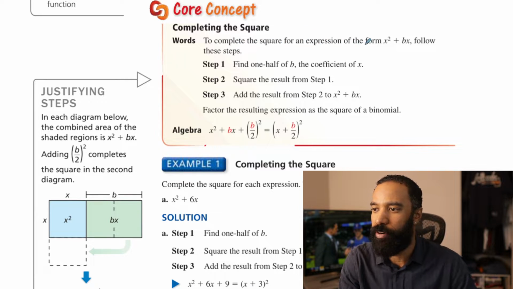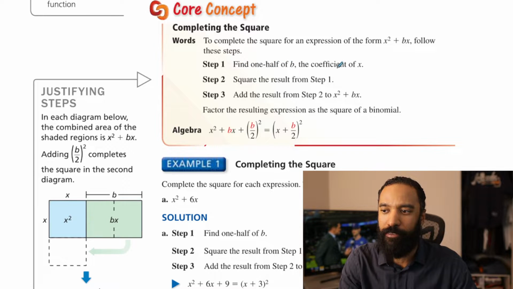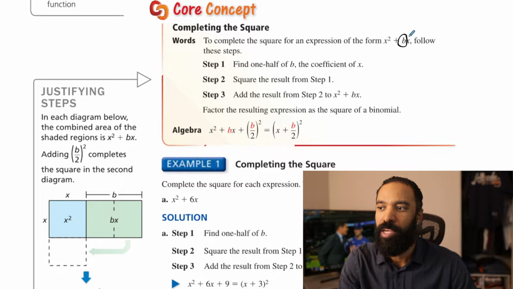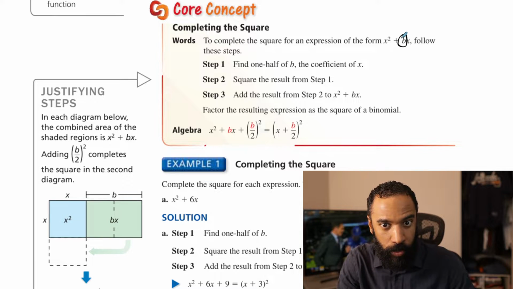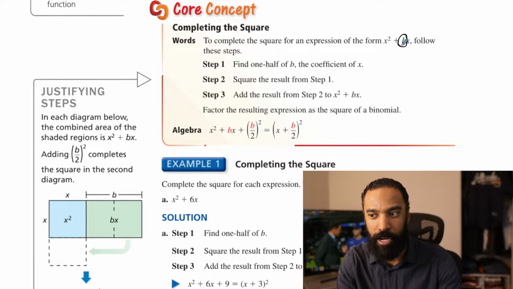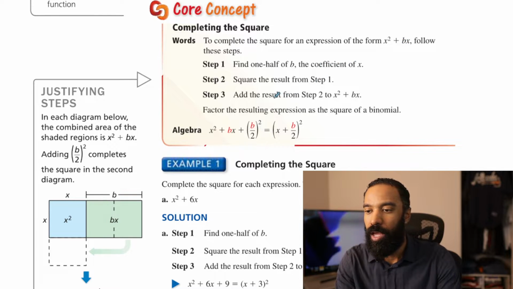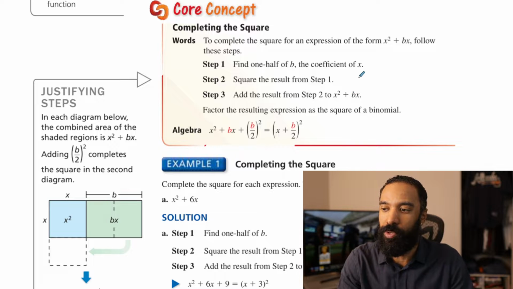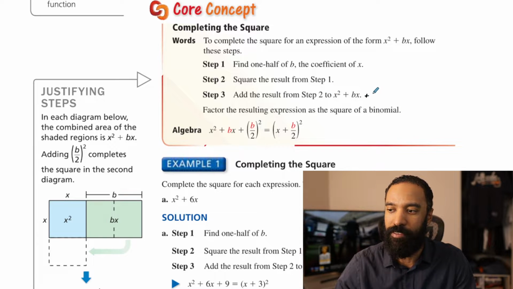To complete the square for an expression of the form x squared plus bx, we're going to follow the steps. Find 1/2 of b, the coefficient of x. You're going to hear me often say divided by 2. Take this number and divide it by 2. And then we are going to square that result from step 1. Whatever you divided by 2, you will square. You add that result to here. So we're going to come up with some c value, y'all.